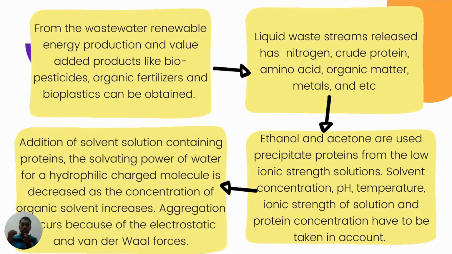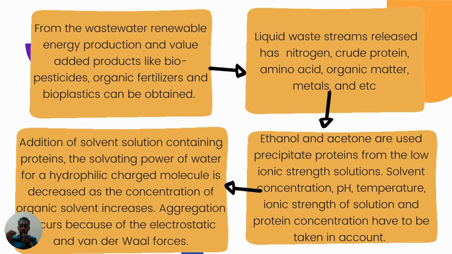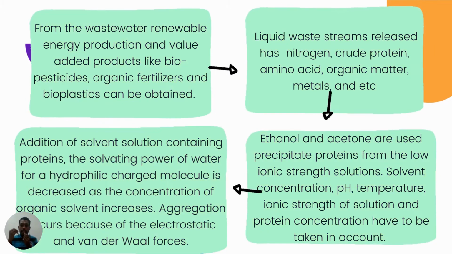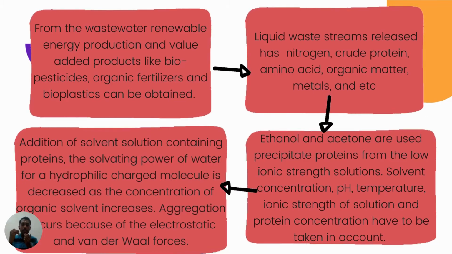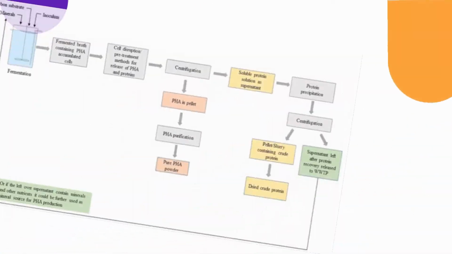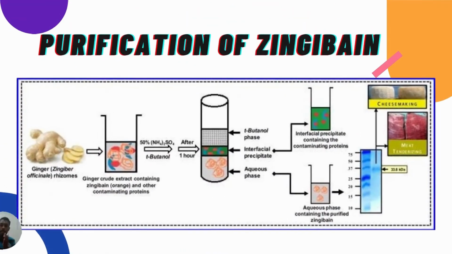Addition of solvent to the solution containing protein will reduce the solvating power of the water for a hydrophilic charged molecule. Aggregation occurs in that solution due to the electrostatic and the van der Waals forces. This process is known as sustainable circular bioeconomic process development, which should be implemented in all the industries. So these are the details of how the process occurs. Next is an example of purification of zinc protein using a milk clotting enzyme and tert-butanol.